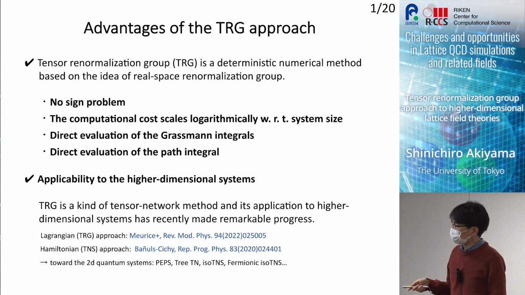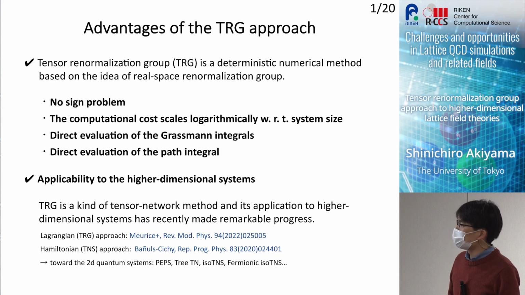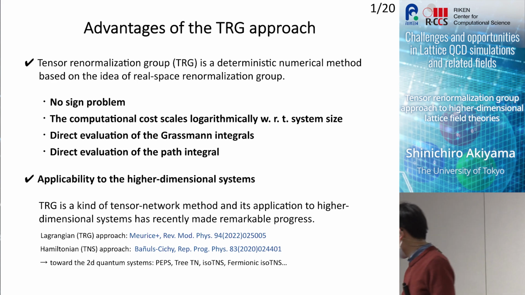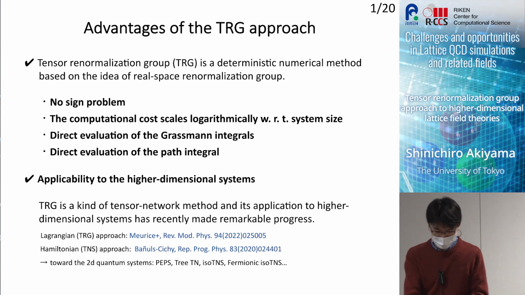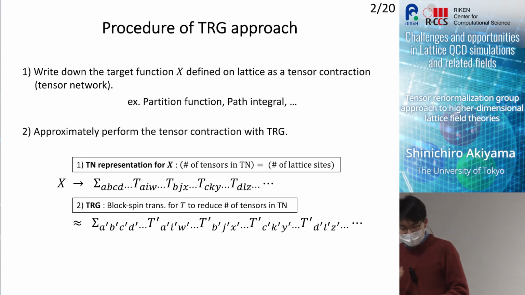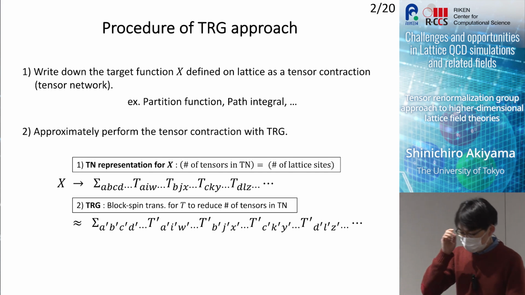The TRG approach is based on the Lagrangian approach. There are also other types of approach based on the Hamiltonian formalism, which are sometimes called the tensor network state approach. This type of approach is also being applied recently to investigate two-dimensional quantum systems. But in today's talk, I'd like to focus on the TRG only. So, let me explain the details.